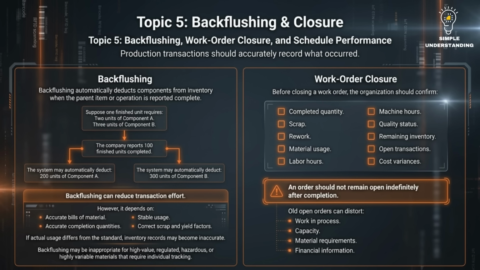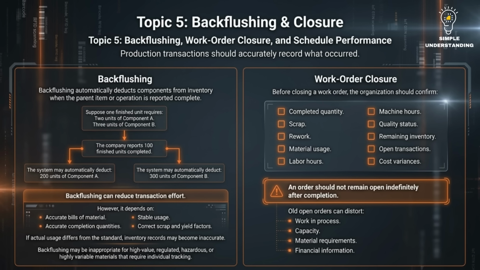Topic 5. Backflushing, work order closure, and schedule performance. Production transactions should accurately record what occurred. Backflushing automatically deducts components from inventory when the parent item or operation is reported complete. Suppose one finished unit requires 2 units of component A, 3 units of component B. The company reports 100 finished units completed. The system may automatically deduct 200 units of component A, 300 units of component B.